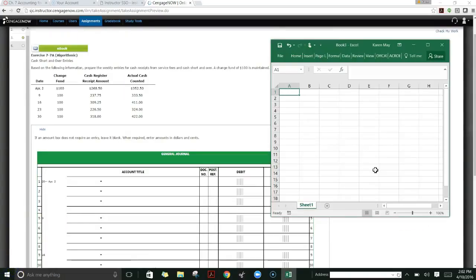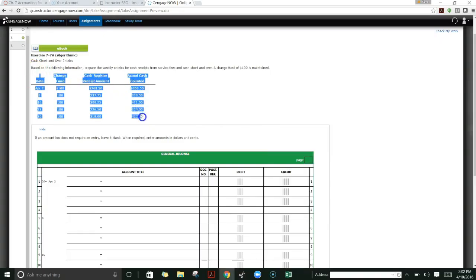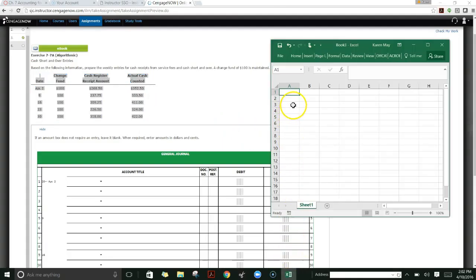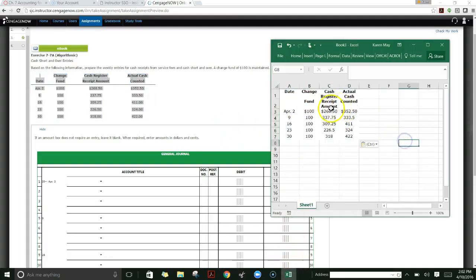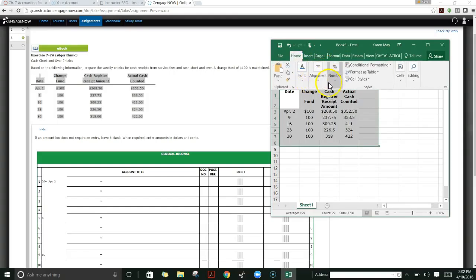Practice problem 4 has to do with short and over entries, such as working in a store that has a cash register, and at the end of the day you have to count your cash to see if you are on target for what you should be. So what I would do is take this table of information, which will make it faster, and paste it into a spreadsheet. It removed my borders, and I like to have my borders, so I'm just going to put them back in there.